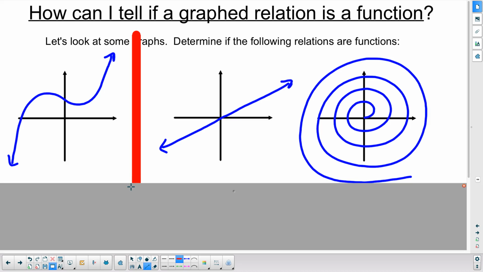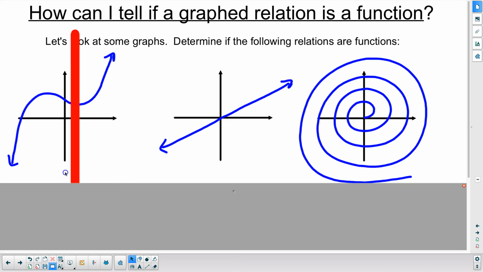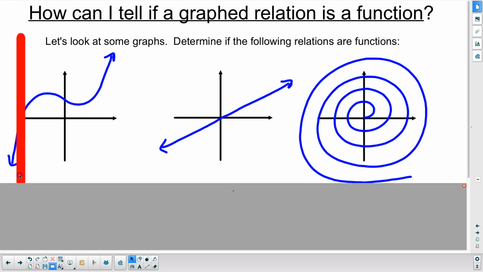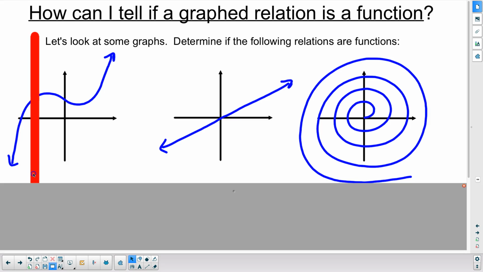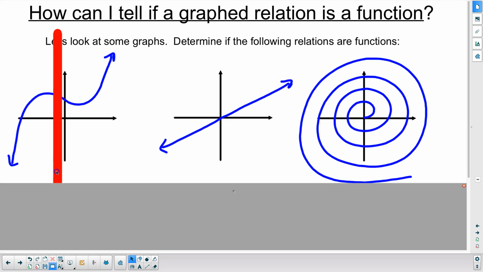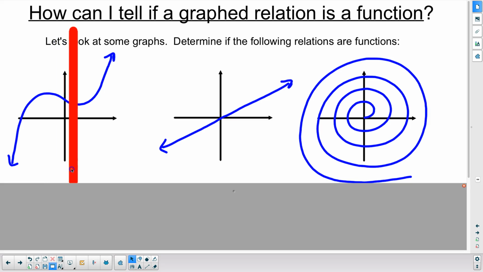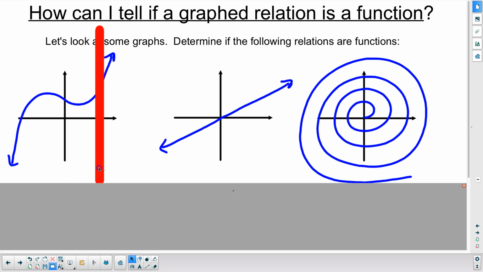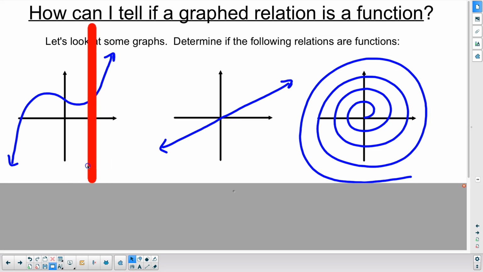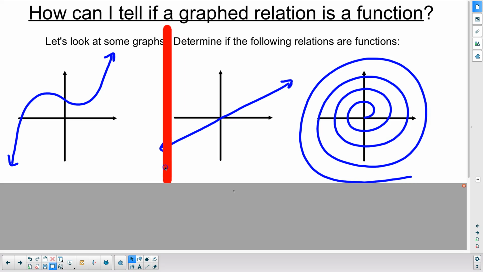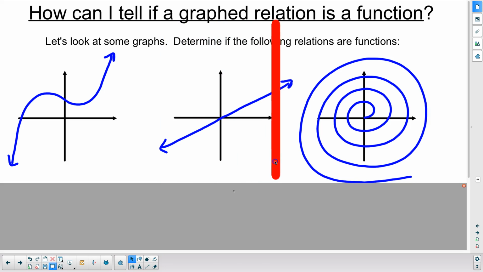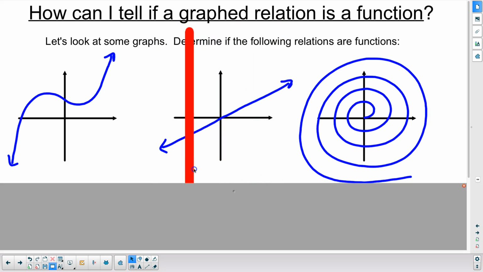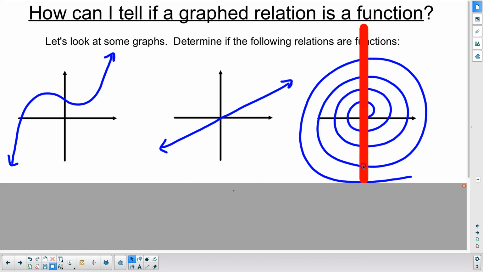So I can make myself a vertical line, and I can slide it across the graph. If I slide my vertical line across my blue relation, it should only touch my red vertical line in one spot. So this one is a function. My middle one, my linear function, is a function. Slide it all the way across, only touches once.